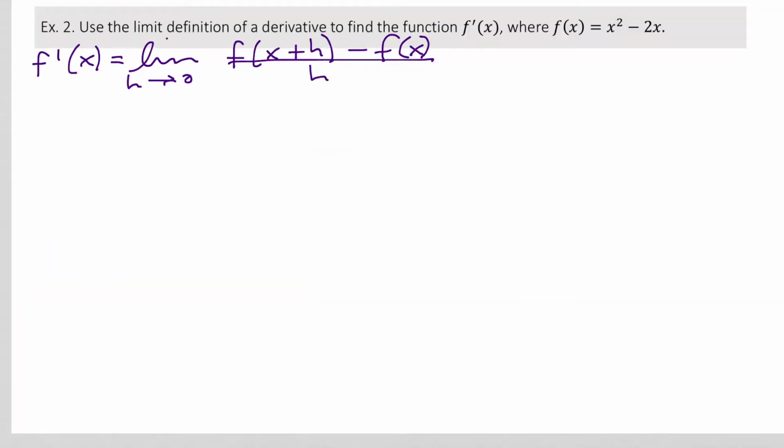In example 2, it says use the limit definition of a derivative, that is this definition, to find the function f prime of x, where our function is now x squared minus 2x. So let's do the substitution. f prime of x is equal to the limit as h approaches 0 of substituting x plus h wherever I have an x in my function. So here is this one. Now here.